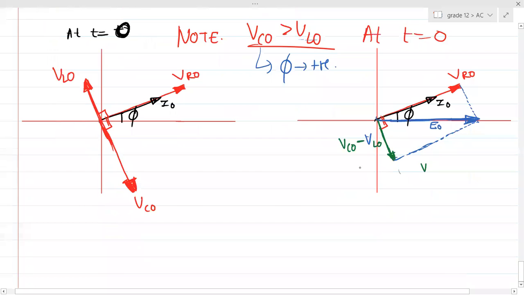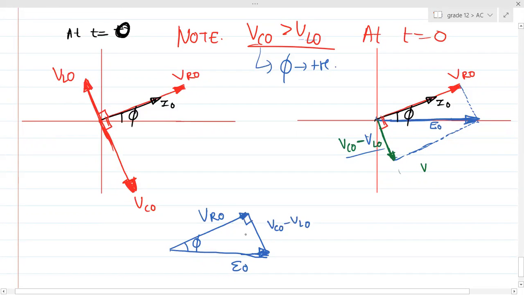Now from the phasor, can you see a clear triangle over here? If this is VC naught minus VL naught, this length is also the same. Everyone can see this triangle, I guess. This angle was phi, this angle was I naught, but I don't want I naught, I want VR naught. So this was the VR naught vector, this was E naught, and this was basically VC naught minus VL naught. This angle is 90 degrees, and I think you people can solve it.